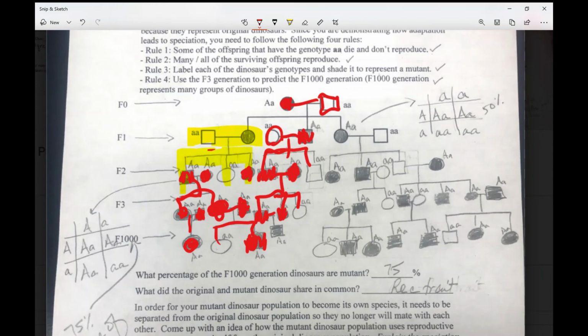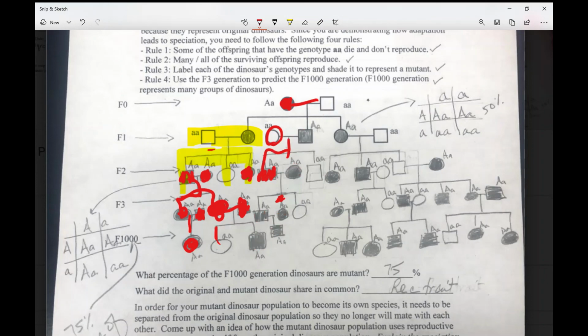Let's see here. This shouldn't be there, because these two are married, other than they married their brother and sister, right? Ooh, that's scary. Possible in dinosaurs, I suppose, so we'll leave it where it is. And then they had an offspring that had the dominant trait. So on and so forth.